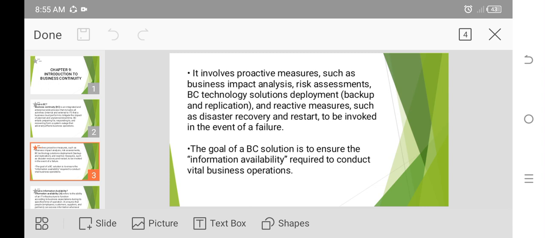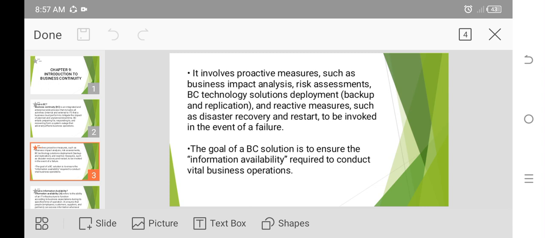For example, it might involve ensuring that employees have access to backup systems or alternate work locations in case their primary workspace becomes unusable. It might also involve developing communication plans so consumers or customers and stakeholders can be informed about any delays or changes in service.